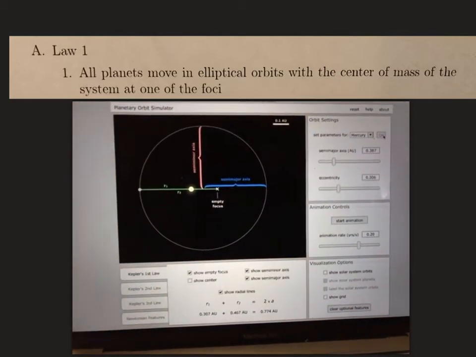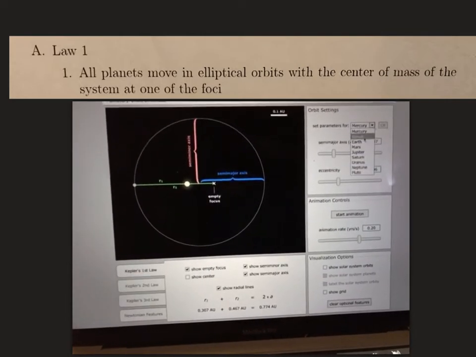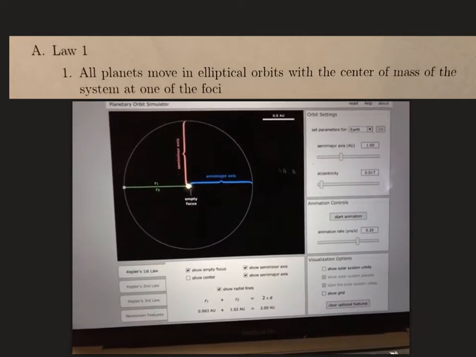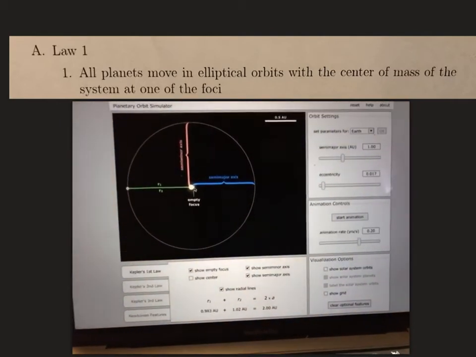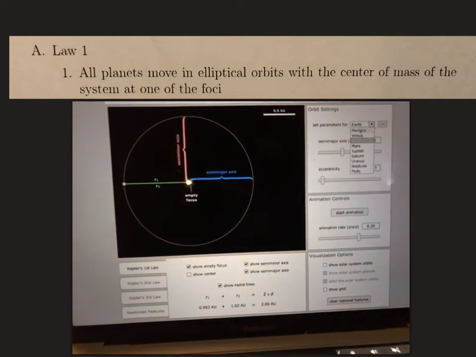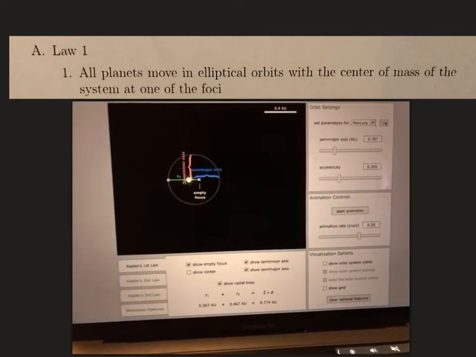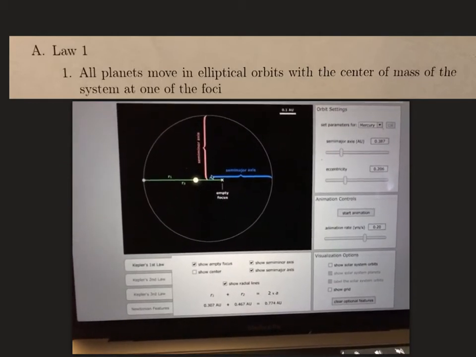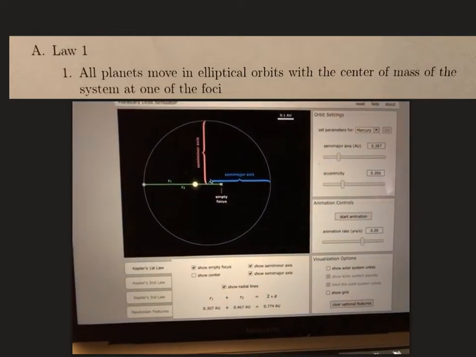So I like to use Mercury to demonstrate Kepler's first law. If we set it to Earth, you can see here that the eccentricity is very, very small. And in fact, the sun and the empty focus are almost on top of each other, like for a circle. But if I set it to Mercury, we can see that there's two foci, and you can sort of think of those foci as like the center of the circle, only now there's two.